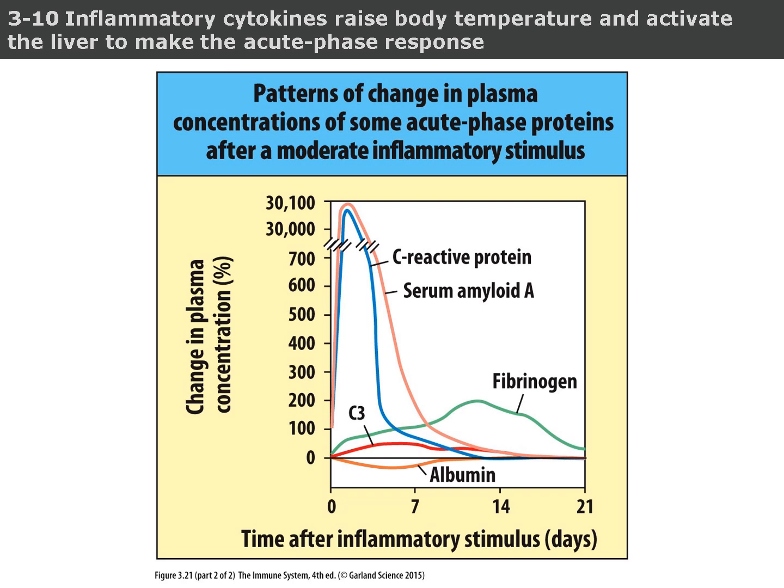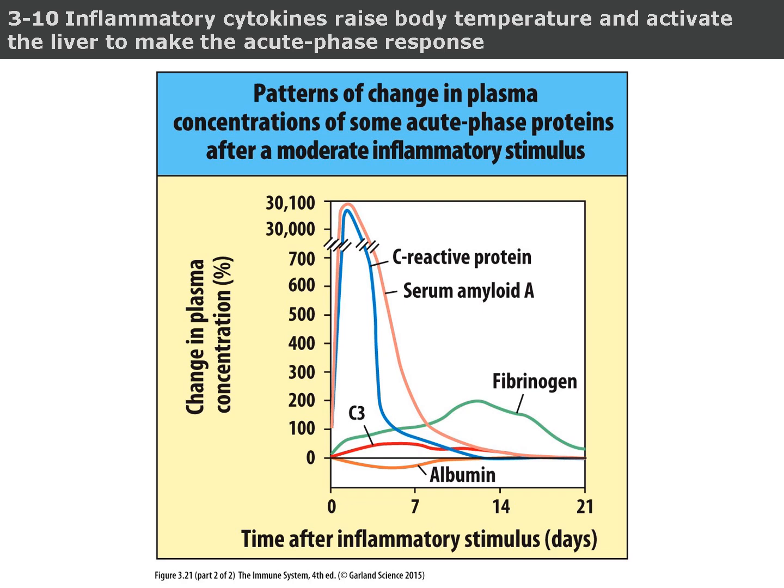This figure illustrates how the concentrations of various acute phase proteins in the plasma change over time following a moderate inflammatory stimulus. The graph reveals that proteins such as C-reactive protein and serum amyloid A respond rapidly and dramatically, with their plasma levels increasing by several hundred percent within the first few days. This swift elevation reflects their role in the early recognition and response to inflammation.